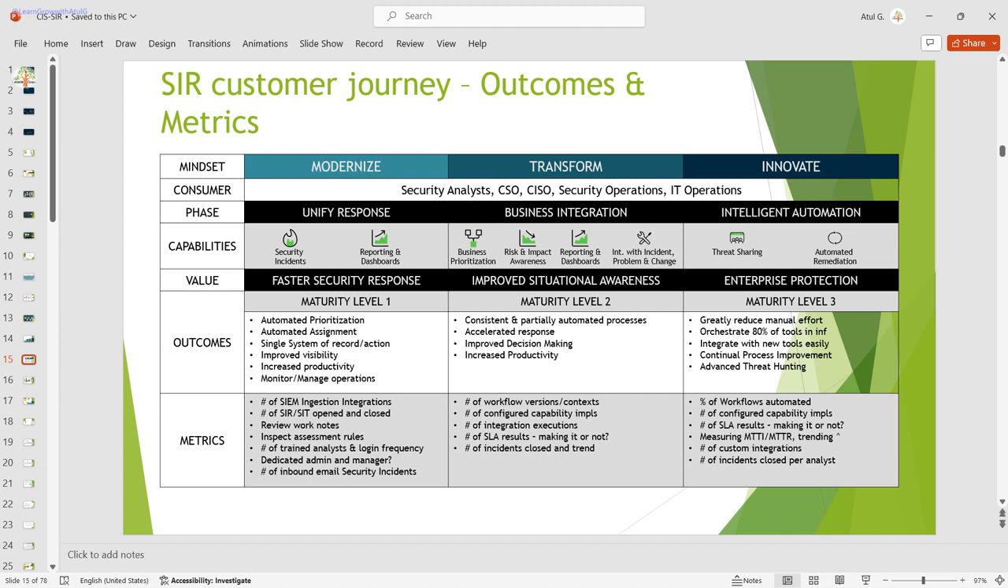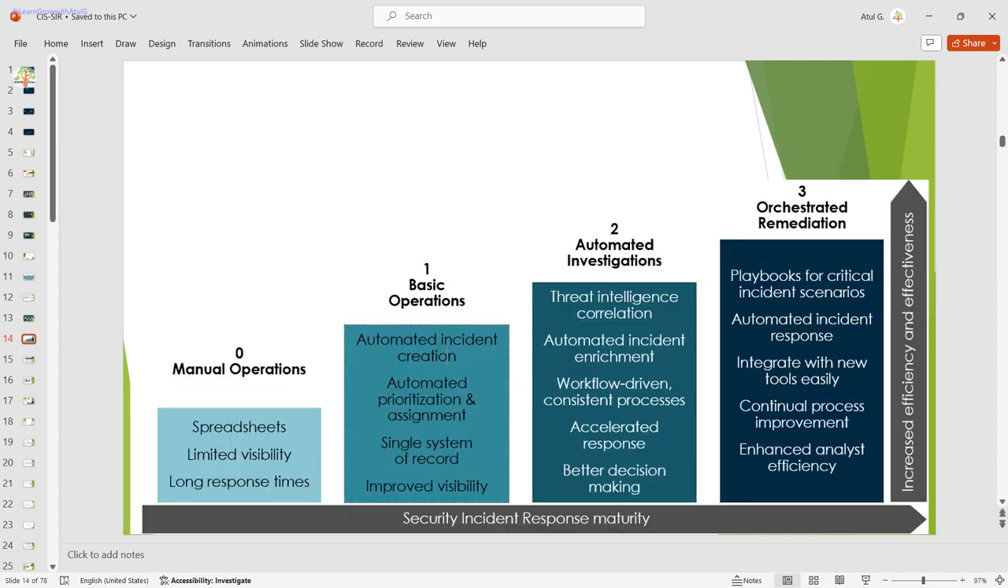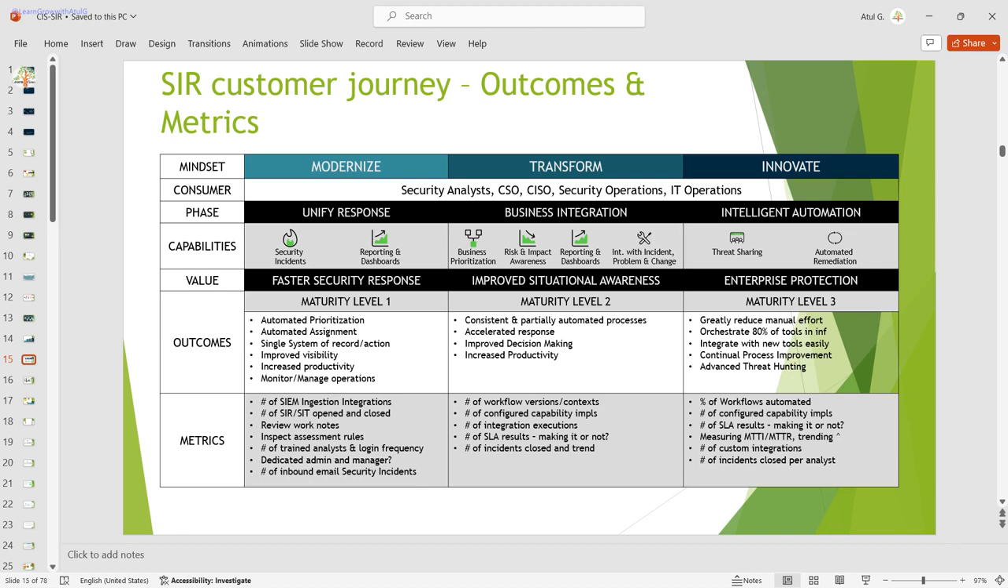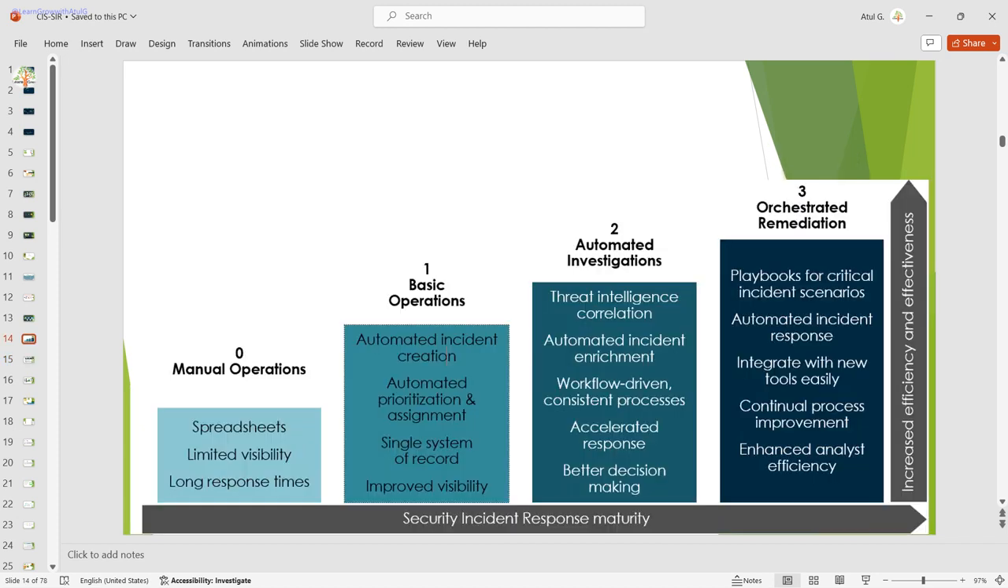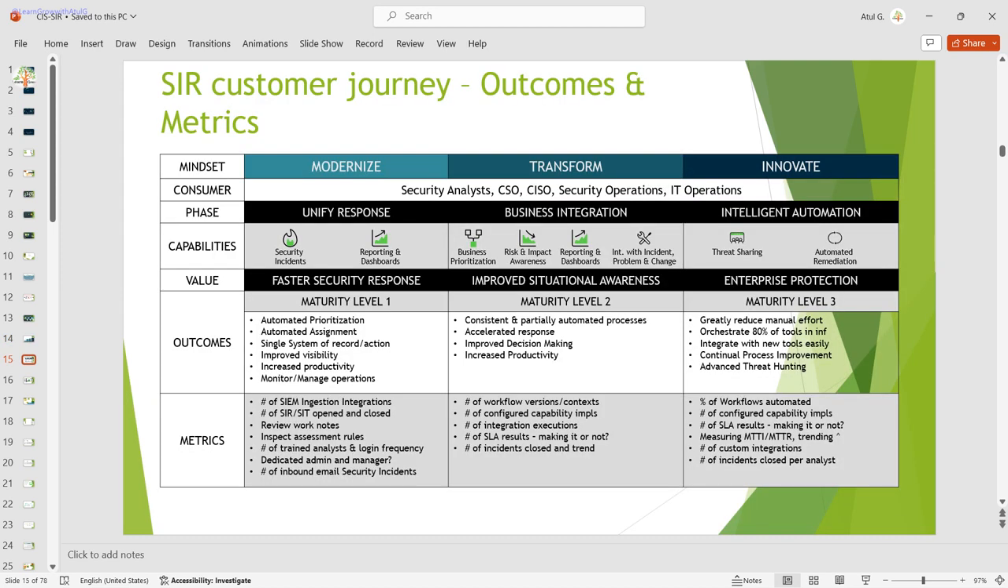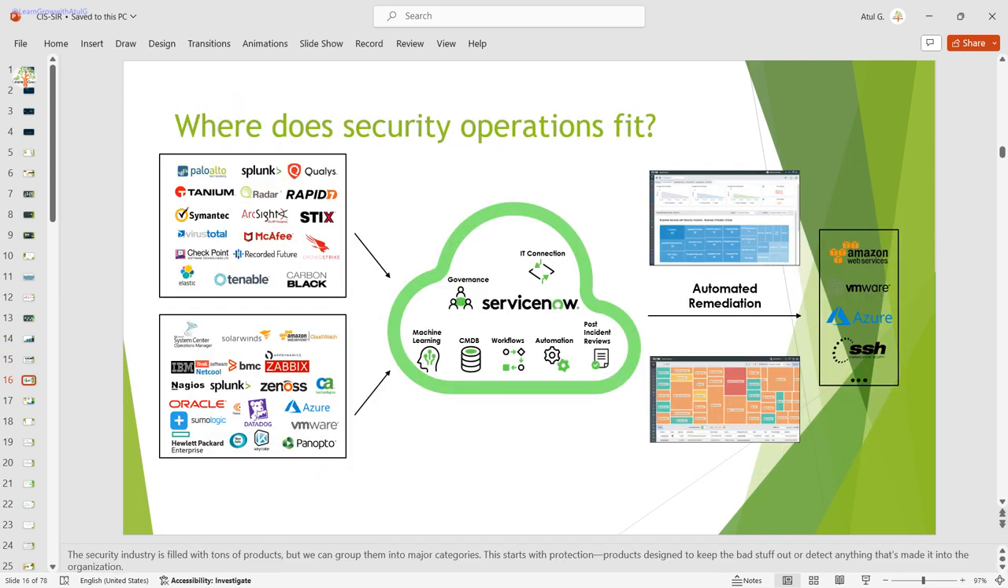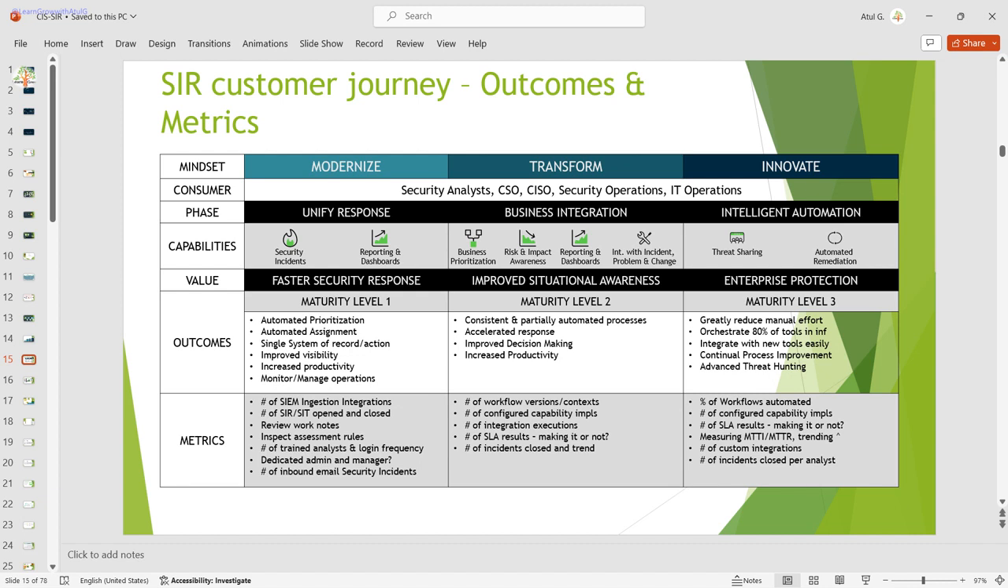Here I can say business validation, including productivity, improved decision making, and accelerated responses. And here I have orchestrate 80%. It means the orchestration part is there. When I reach the innovation level, I am at maturity level 4 as per the ServiceNow guidelines. But now the question is what is included in these 3 areas, and how does this maturity level work for the customer.